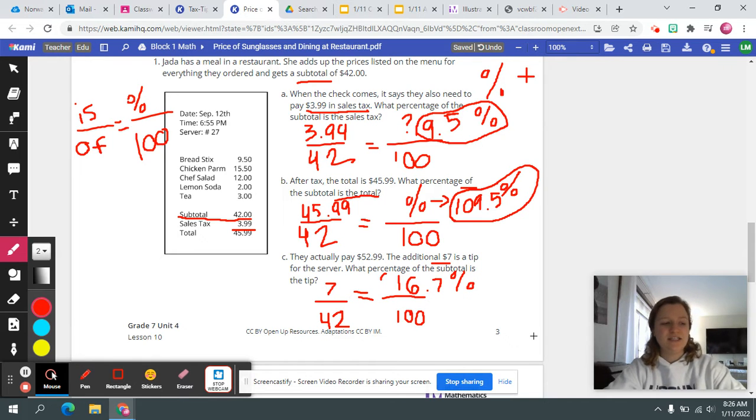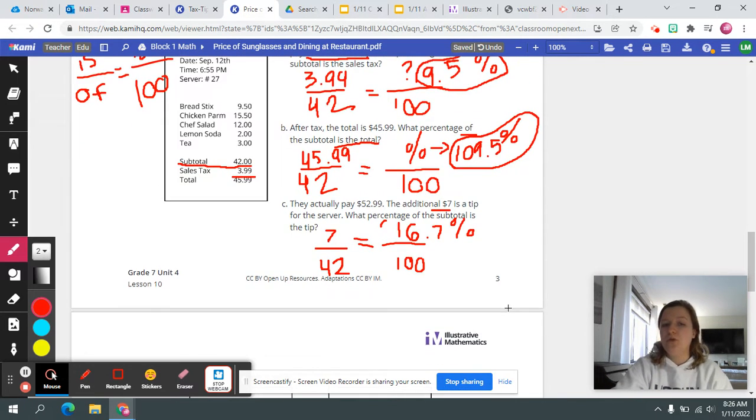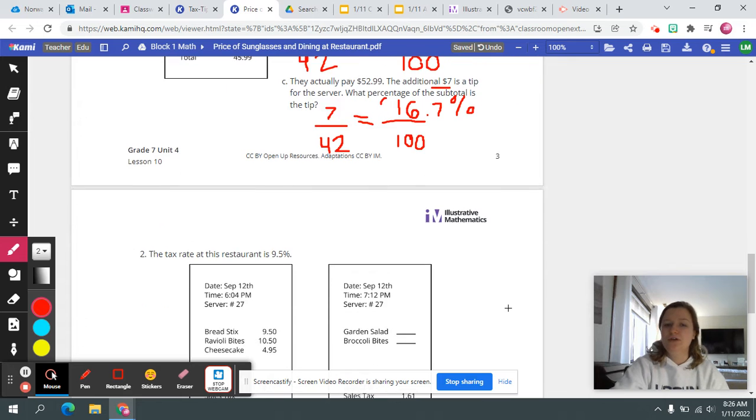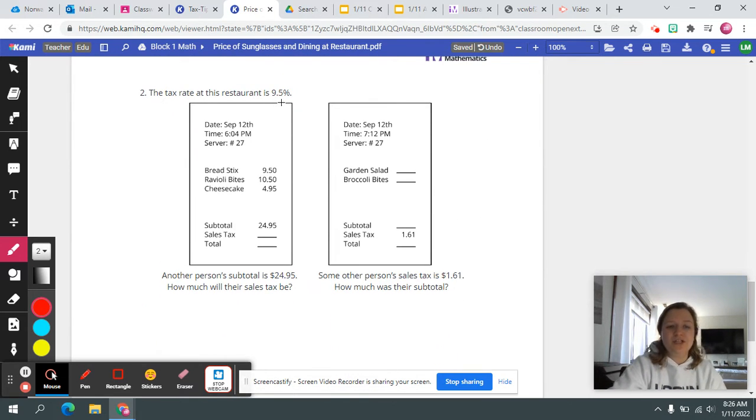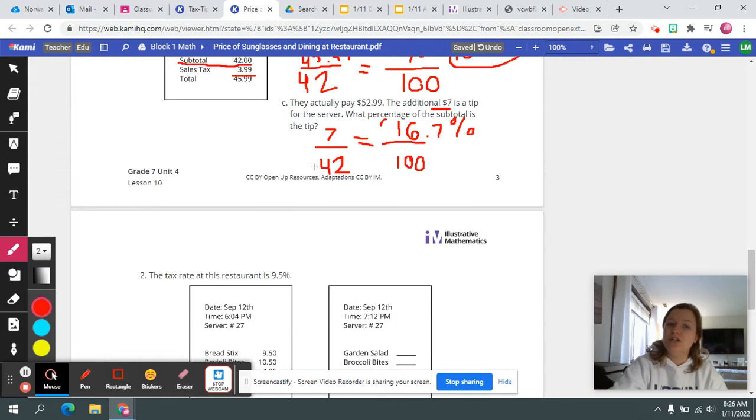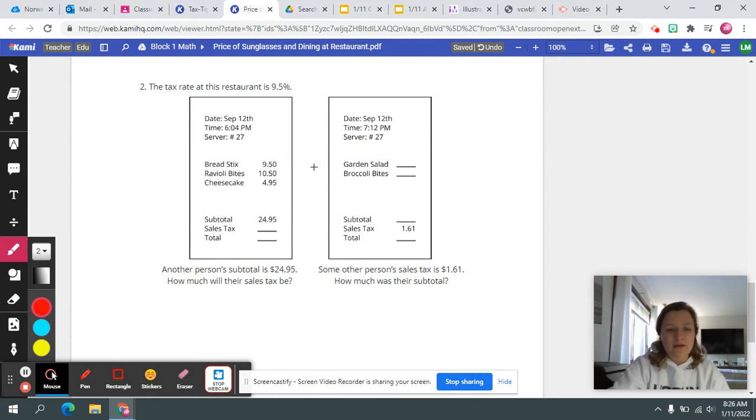So that makes sense because normally you'll see that a tip is between 15 to 20% at most restaurants. That's what you're normally on average required to give. All right. The tax rate at this restaurant is 9.5%. So just like the one we just did. Another person's subtotal is $24.95. How much will their sales tax be?